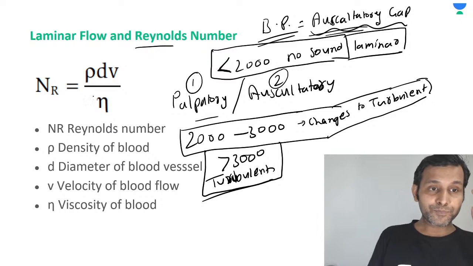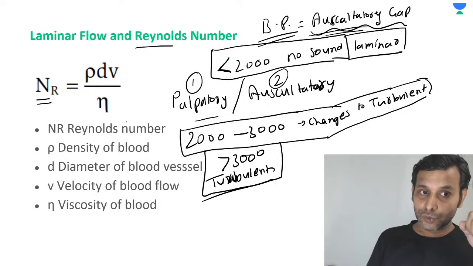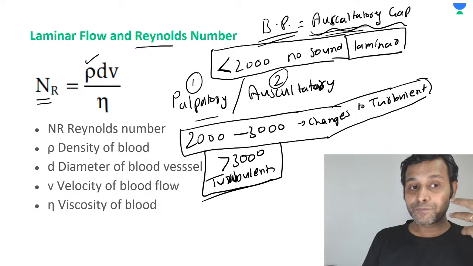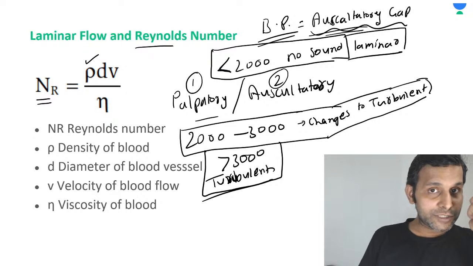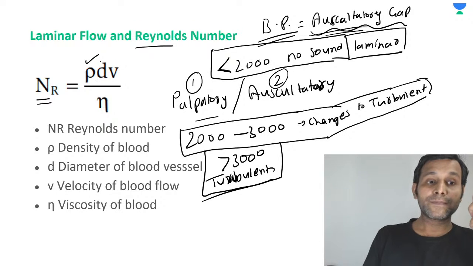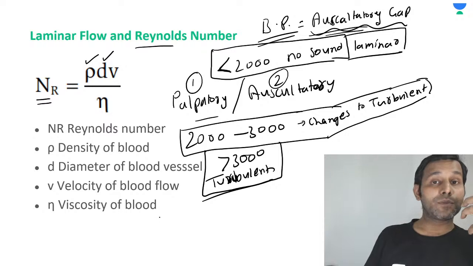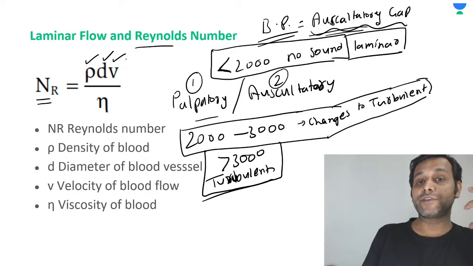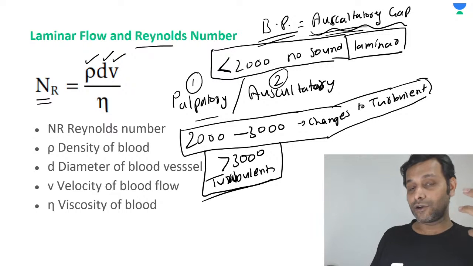You can see the Reynolds number is directly proportional to the density. The greater the density, the greater the chance of an increase in Reynolds number. For the diameter of the blood vessel, the greater the diameter, the greater the chance of the Reynolds number increasing. And for velocity, the greater the velocity, the greater the chance of an increase in the Reynolds number.